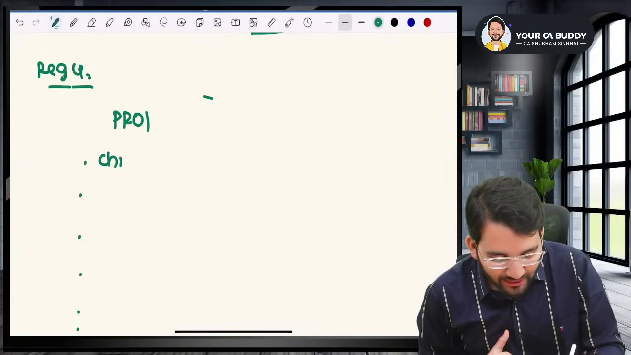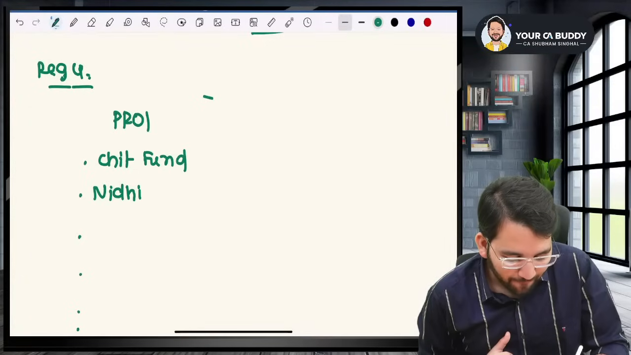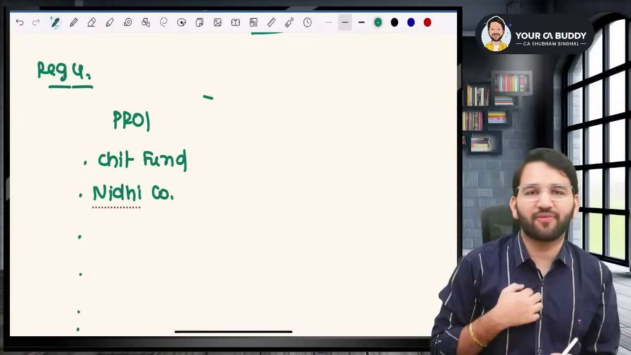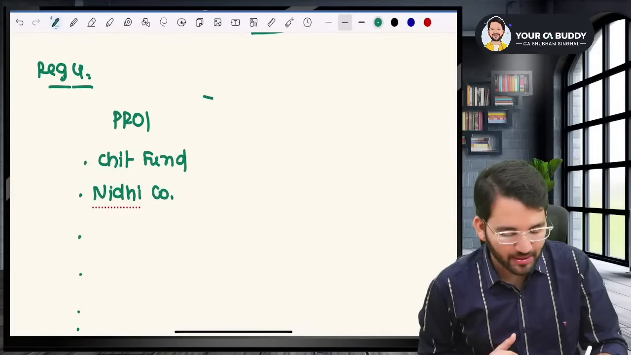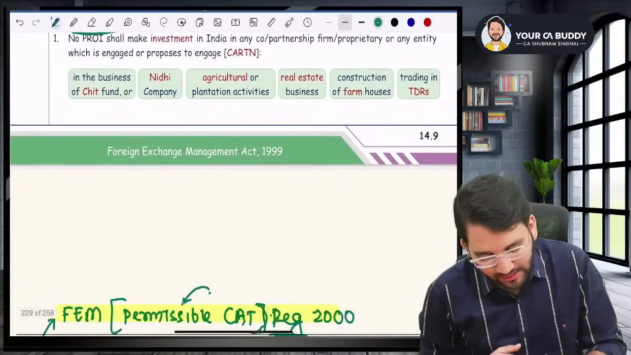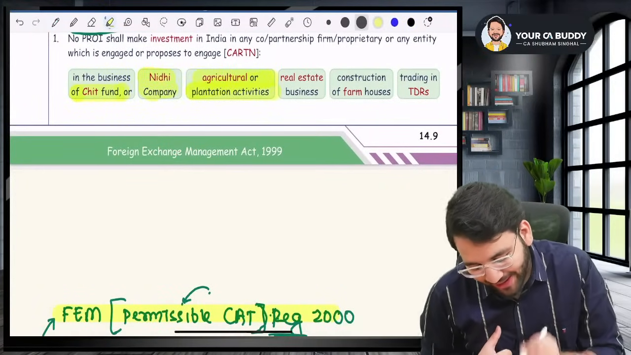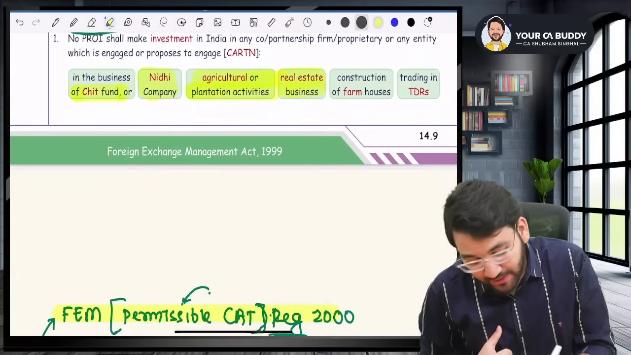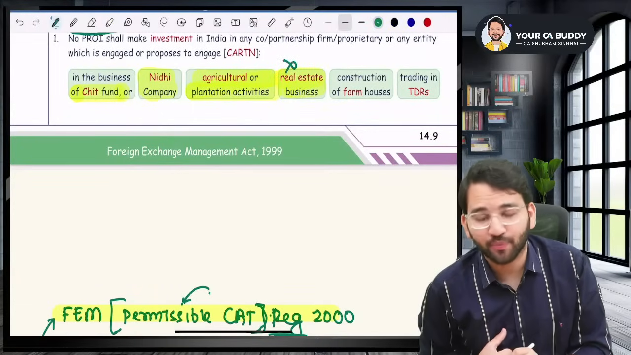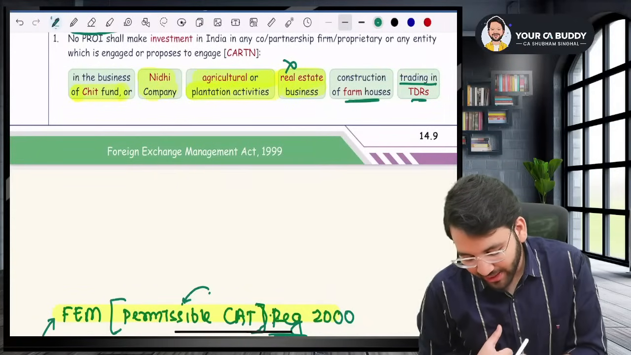You cannot invest in the chit fund business of India. You cannot invest in a Nidhi company. You cannot invest in agricultural or plantation activities. Real estate business: we don't want you in real estate business also. We don't want you to construct farmhouses, and we don't want you trading in TDR.